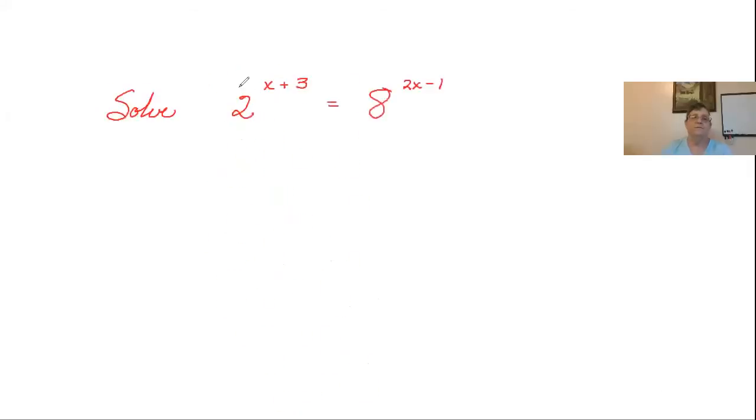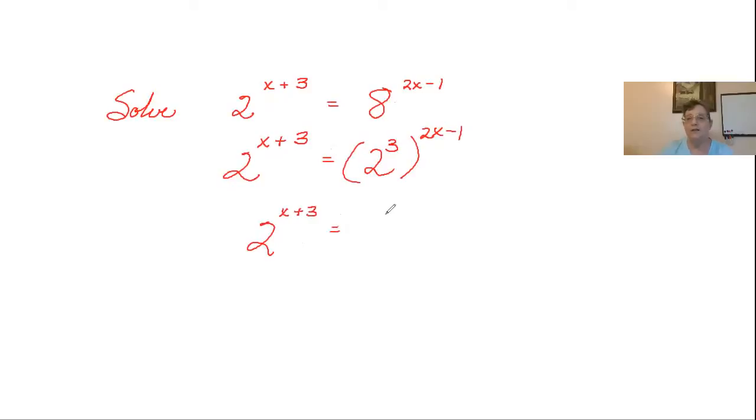How about another one? Solve 2 raised to the x plus 3 is equal to 8 raised to the 2x minus 1. Well, 8 can be written as a power of 2. So again, I've got 2 raised to some power over here. Well, this is equal to 2 cubed raised to the 2x minus 1 power. So 2 raised to the x plus 3 is going to equal, again, power to a power, multiply your exponents. So 3 times 2x minus 1 is going to be 6x minus 3.